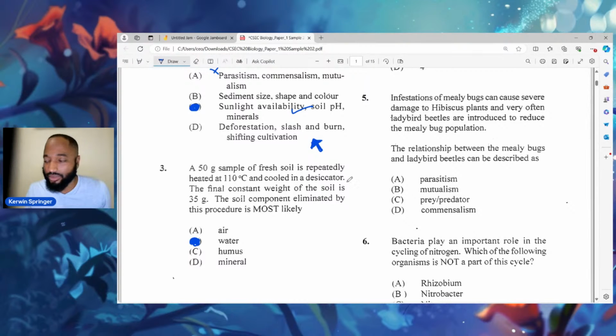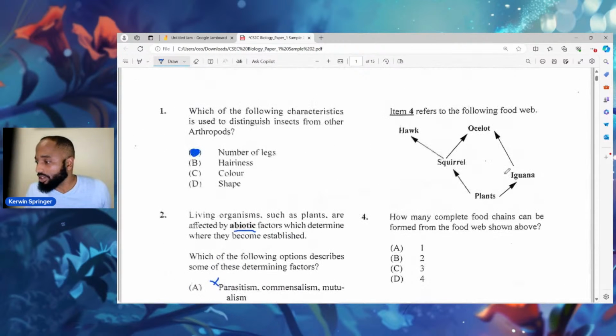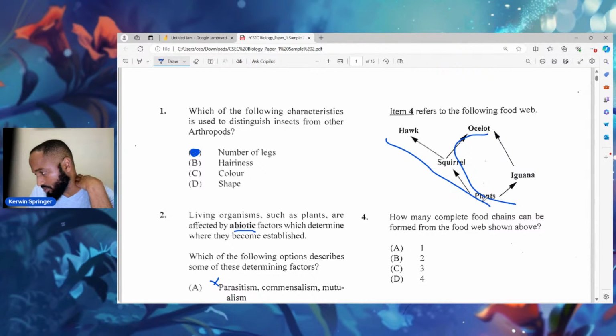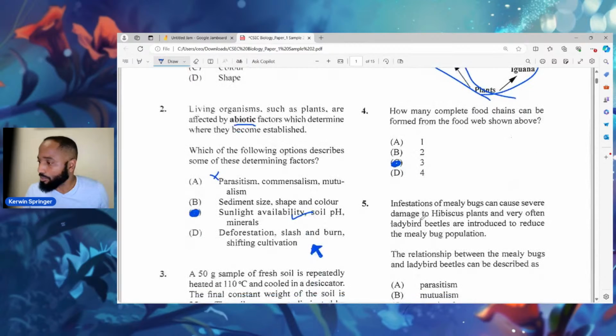How many complete food chains can be shown? 1, 2, 3, 4, 5. Oh, sorry. 1, 2, 3. It's 3 is the answer for this one. Oh, that kind of maths question here. 1, 2, 3 complete food chains.